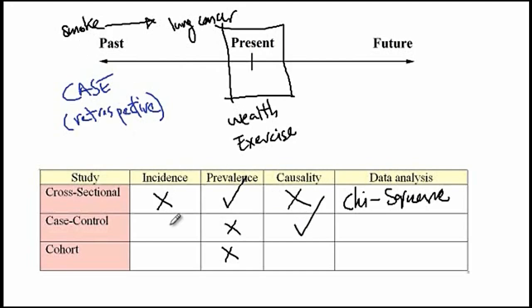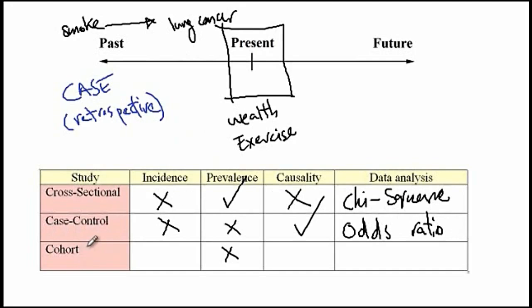However, you cannot establish incidence for this type of study, because although you know that they have lung cancer, you don't know when they developed it. Did they develop lung cancer 5 years ago, 4 years ago, or 1 year ago? So you can't tell what percentage of these individuals develop cancer over a 1 year period. And the type of statistical analysis that we would use for case control studies is the odds ratio.